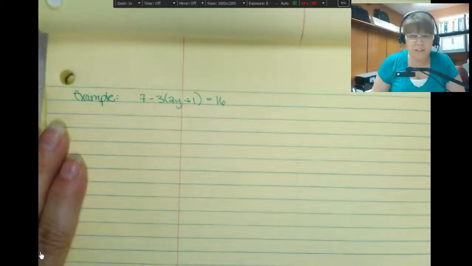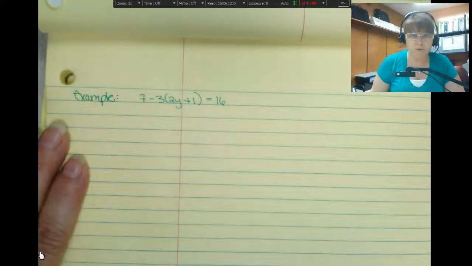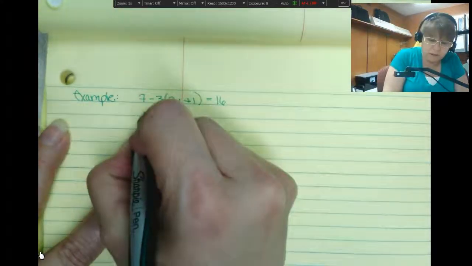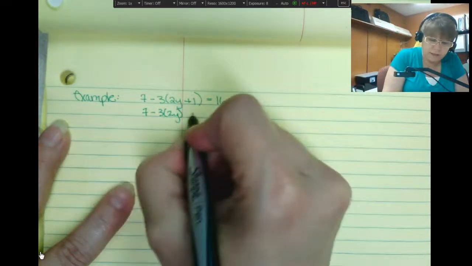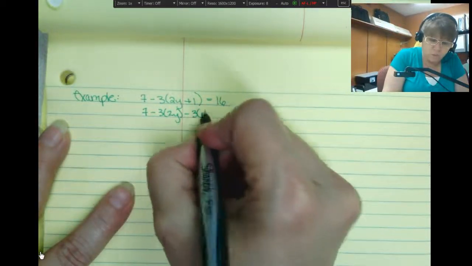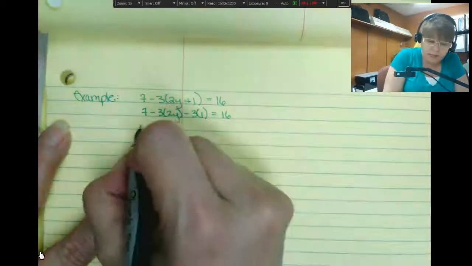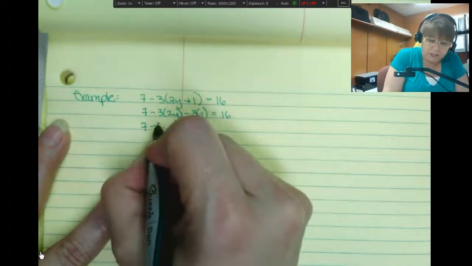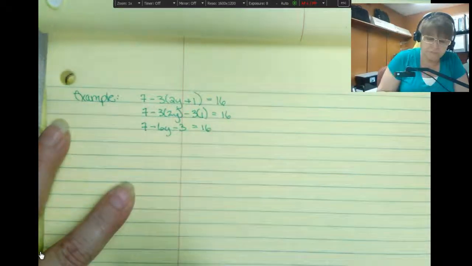All right, let's work on this problem. 7 minus 3 times the quantity 2y plus 1 equals 16. First, I'm going to distribute the negative 3. 7, negative 3 times 2y, negative 3 times 1 equals 16. Okay. 7, and do the multiplication. Negative 6y minus 3 equals 16.